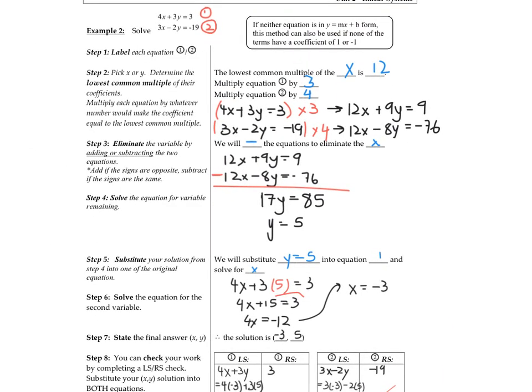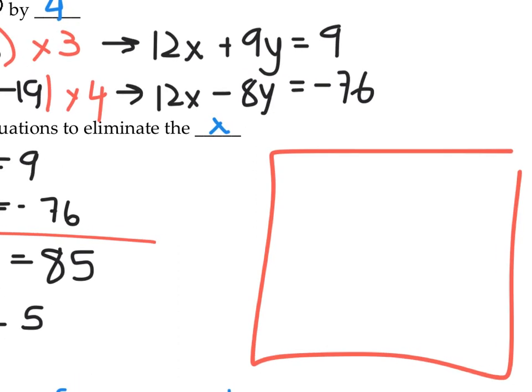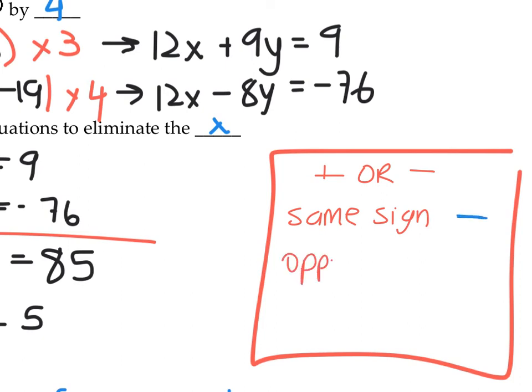Choose your variable, multiply both equations or one equation, and then eliminate that variable by adding or subtracting. Actually, right here, I'm going to make a note. If we want to add or subtract: same sign, like we have 5x and 5x, we want to subtract. If we have opposites, so one of our coefficients is positive and the other is negative, we want to add.